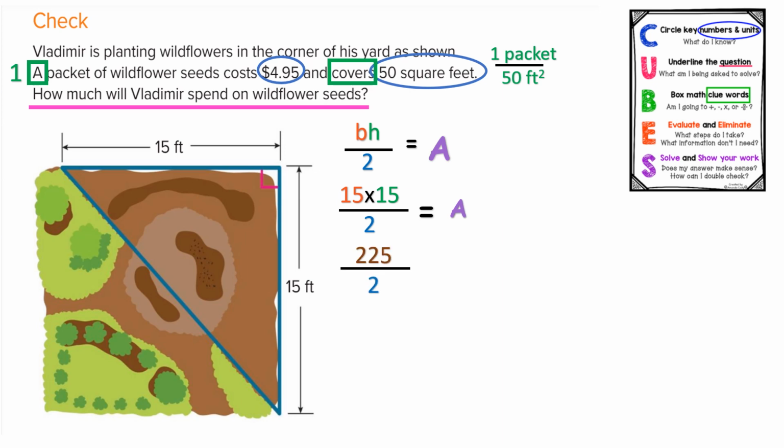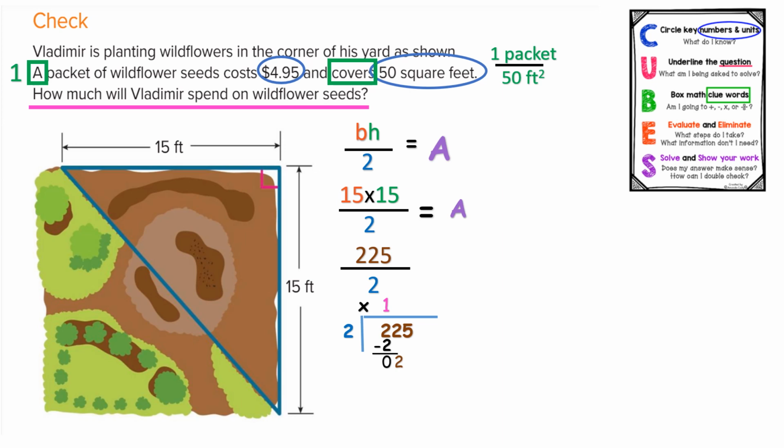So the math that I need to do to figure out what the area is for this triangular garden is to divide 225 by 2. All right, well, I can do that. So will 2 go into 2? Yes, it will. It'll go in once because 1 times 2 is 2. I have nothing left over.